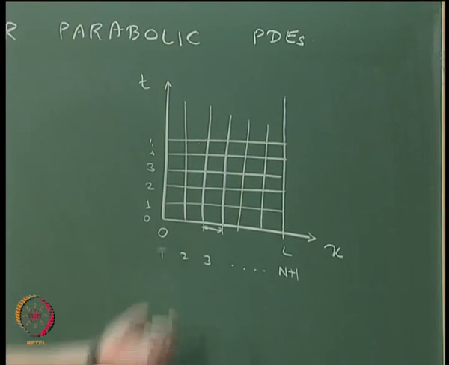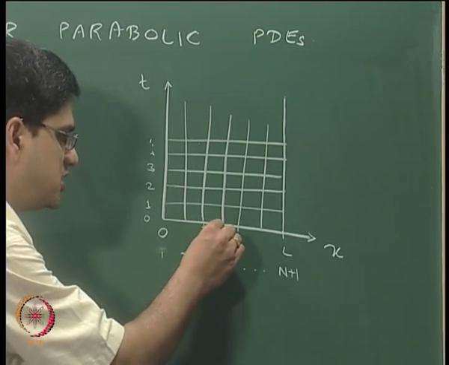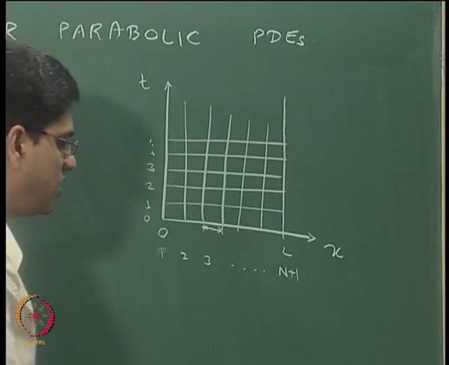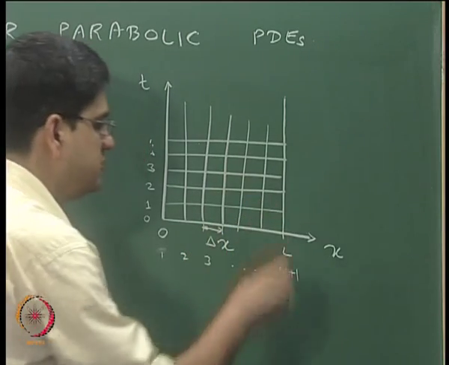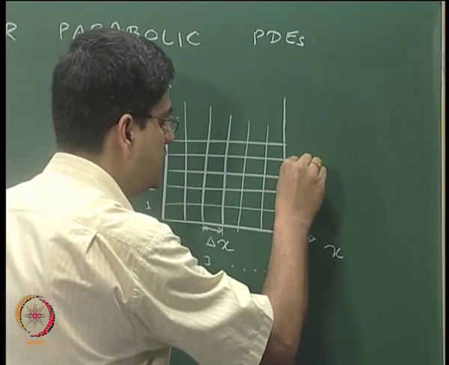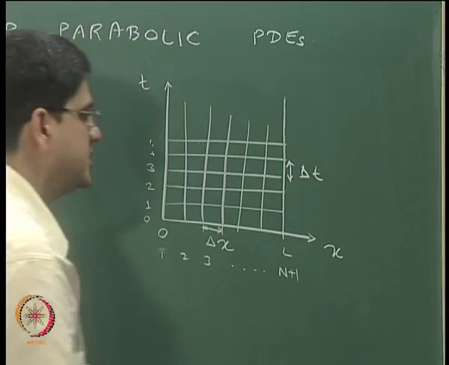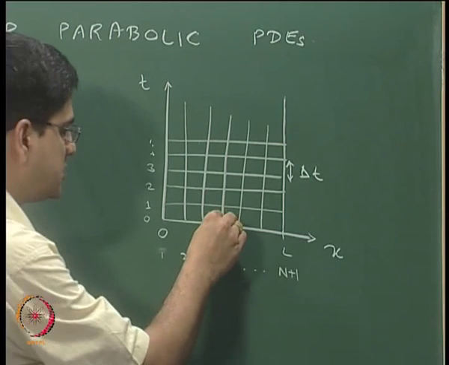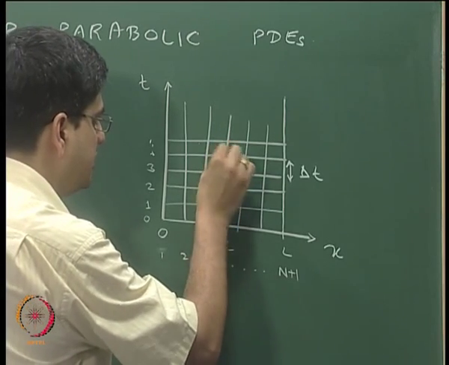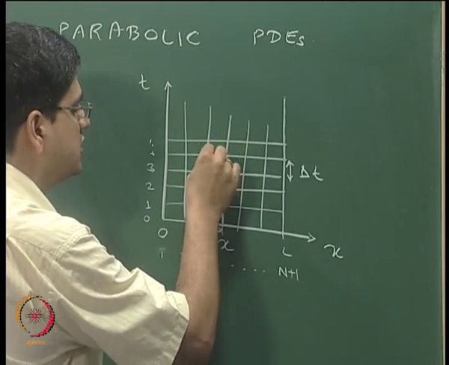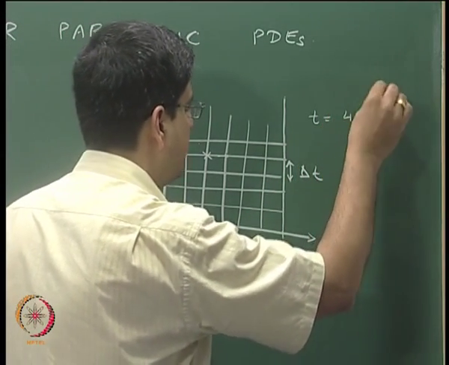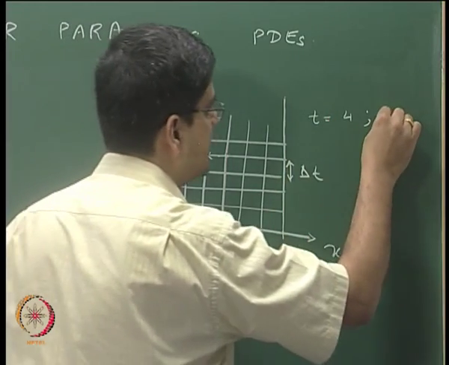these are equally spaced. So the spacing between location 3 and 4 is the same as the spacing between location 1 and 2. That means the intervals are of the same size, and we will call this delta x in the case of spatial location and delta t in the case of time. Okay. And let us look at the point at this particular location. So this is the point at time index 4 and spatial index 3.